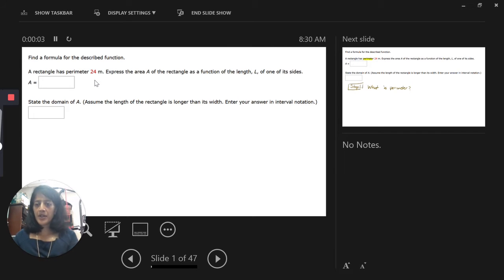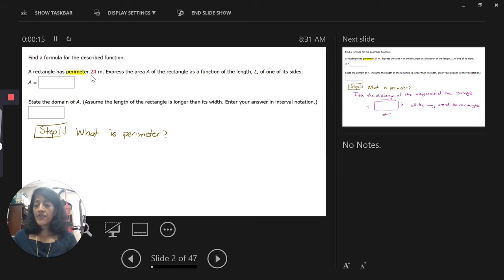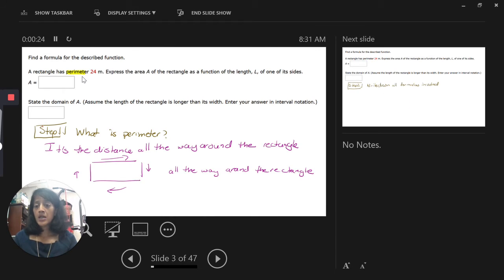All right, this is your WebAssign, and all the WebAssign is, it has different numbers. Wherever there's a red, there's a different number for you. So I have no problems sharing with you how to get through this. The first step is to look at what information's been given to you, and the first piece of information given to you is that the perimeter is 24 meters. That means it's the distance all the way around a rectangle.